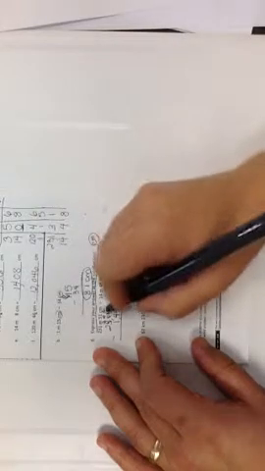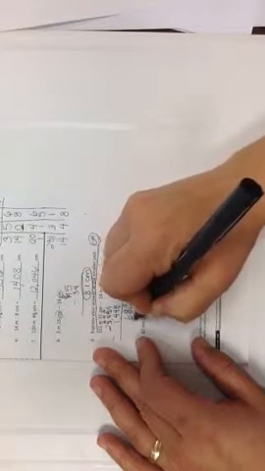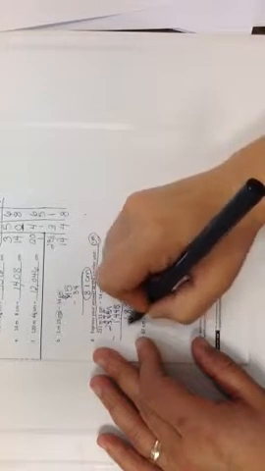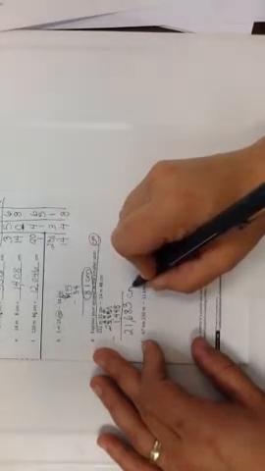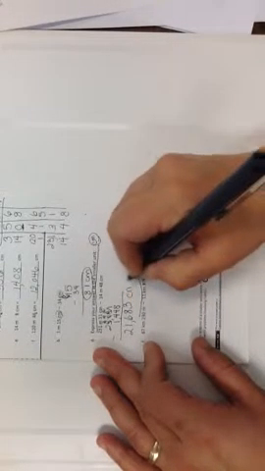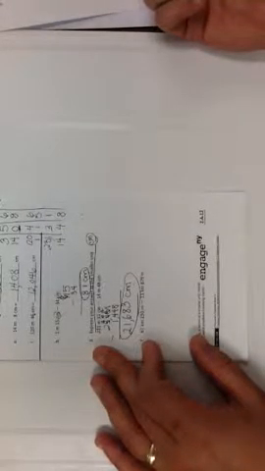11 minus 8 is 3, 12 minus 4 is 8, 10 minus 4 is 6, 2 minus 1 is 1, and bring down the 2. So is this now in the smallest unit? Yes, it's all in centimeters. 21,683 centimeters.